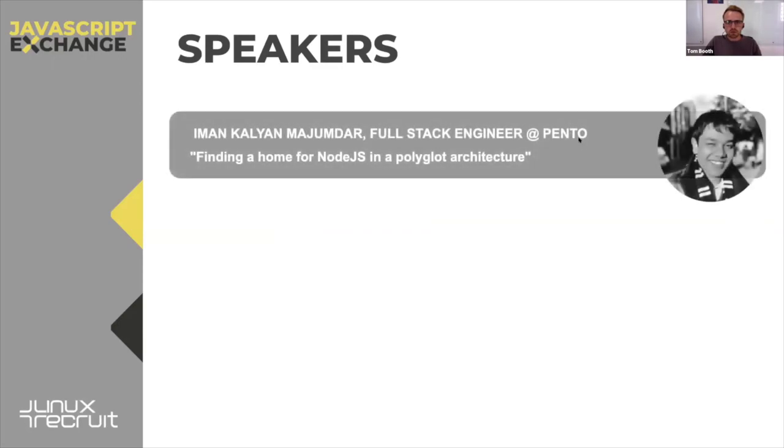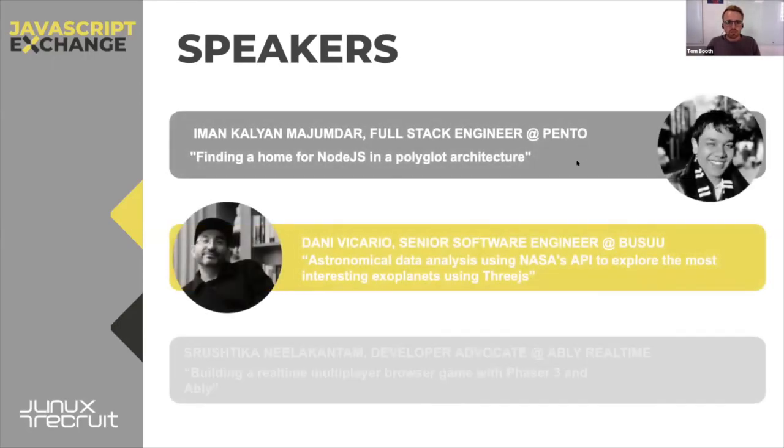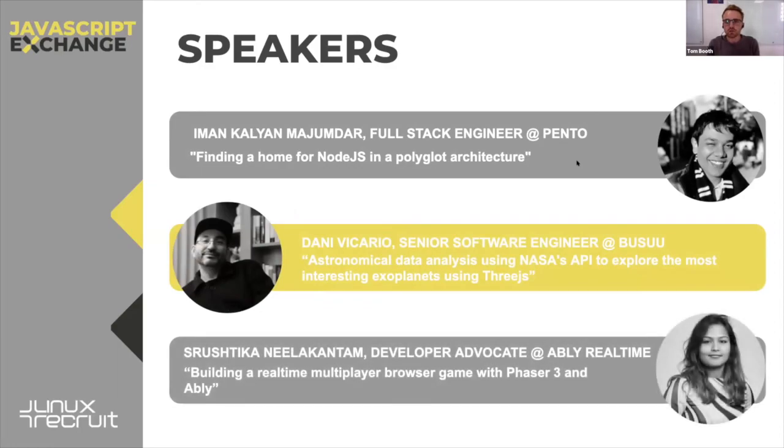So this evening we've got 3 talks lined up for you. Firstly, we'll be kicking off with Iman over at Pento. He'll be running us through finding a home for Node.js and a polyglot architecture. Then we'll be moving to Dani over at Busuu. He'll be talking about astronomical data analysis using NASA's API to explore some interesting exoplanets using Threejs. And then finally, Srushtika over at Ably Realtime will be finishing up with a talk on building a real-time multiplayer browser game with Phaser 3 and Ably.